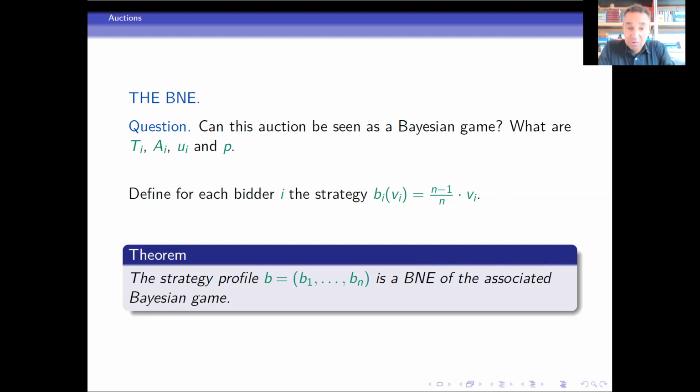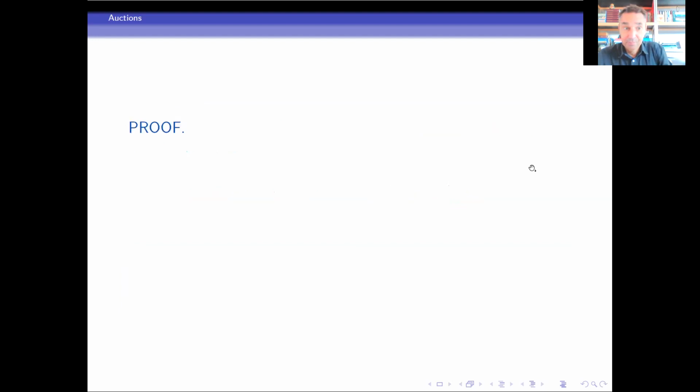Okay, so we're going to check this particular statement. And I think what you need to get away from this is, in particular, the way that we check whether or not something is a BNE. That is an important thing to learn here. So how do we do that? How are we going to check that this strategy profile is a BNE?